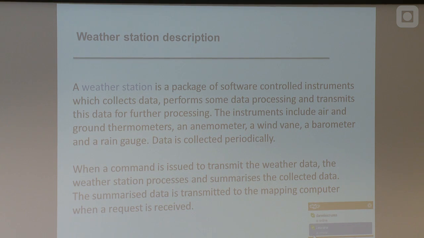If you don't know what an anemometer is, I did not know either. I had to remind myself. It is something that measures wind force. Barometer, maybe you know, is something that measures pressure, and a rain gauge is something that measures the quantity of rain.